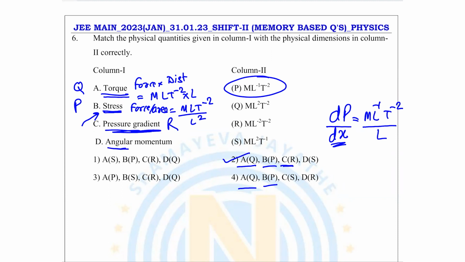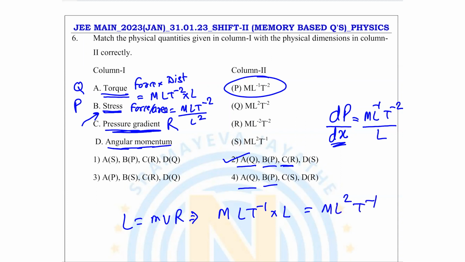Still, let us check the angular momentum. Angular momentum is mvr. m is mass. v is velocity, LT^-1. r is radius, that is length. So this is ML^2T^-1. So yes, second is the correct answer.